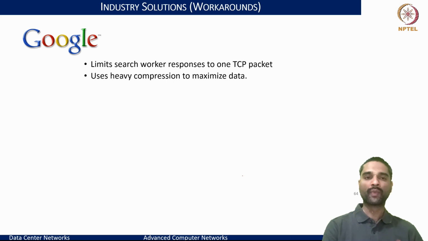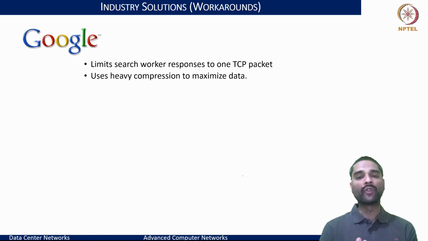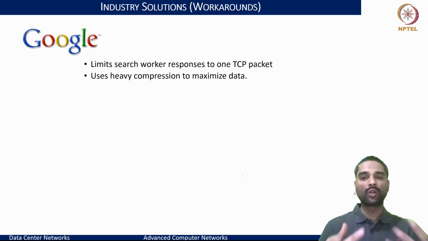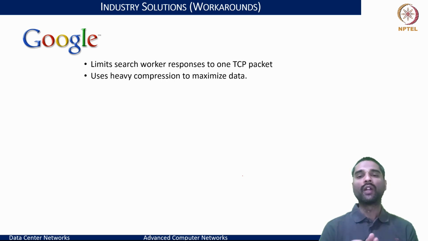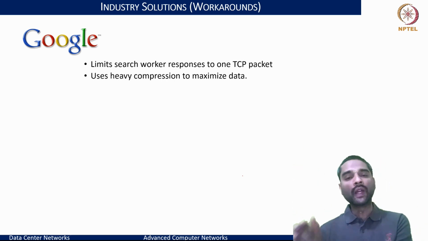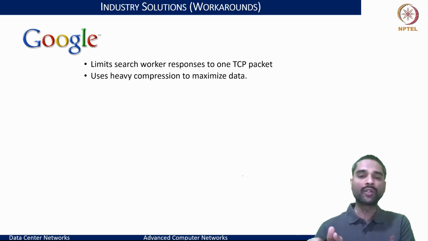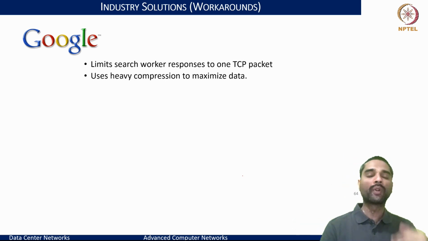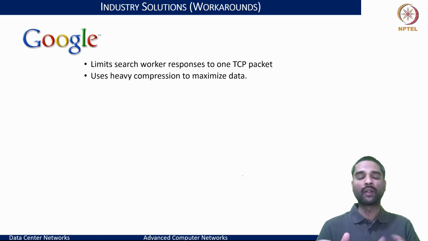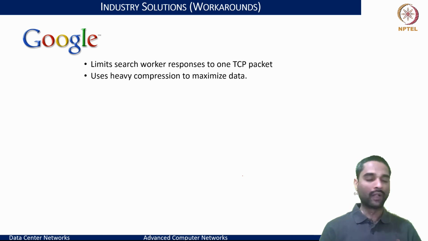From the Google point of view, whenever you have a search and the search workers respond back to the aggregator, they want to limit the amount of information that a search worker would send. If you limit it to just one TCP packet, then whether that packet is sent or not, the aggregator can get the information within one packet if it reaches. If it doesn't, that packet can be dropped, and whatever information has been collected up till then could be transmitted out without accounting for the dropped packet.